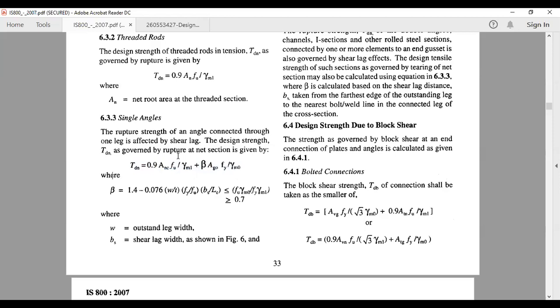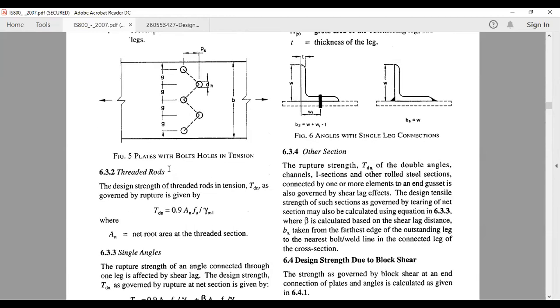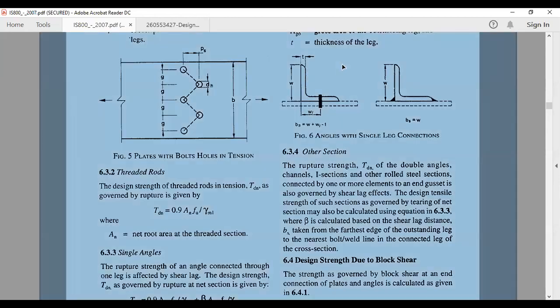Most of them are stresses and factors of safety in this expression, except the values of Anc, Ag0 and beta. What is this Anc? It is the net area of the connected leg, the leg which is connected to your gusset plate or the end member. What is the net area of this connected leg? That is Anc, whereas Ag0 is the gross area of the outstanding leg, the unconnected leg.